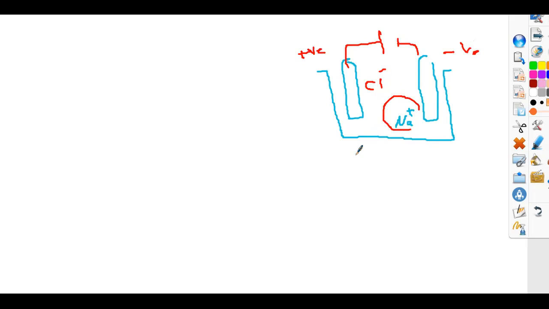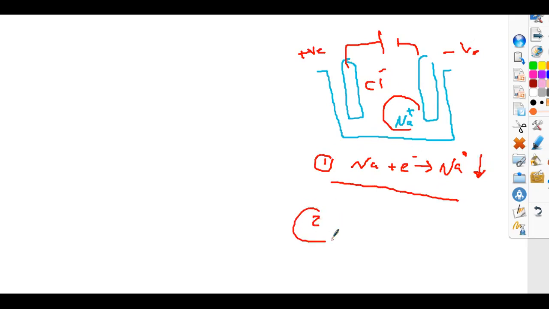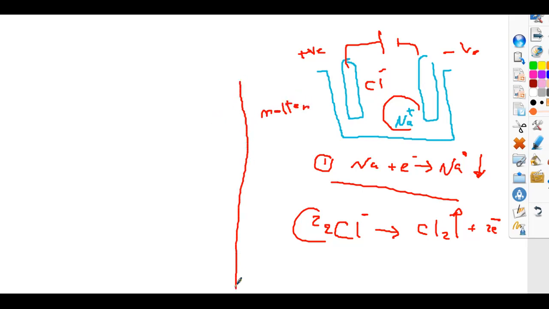So the sodium will take an electron at the cathode, changing into a sodium atom deposited at the cathode. This is the half reaction of the cathode. And at the anode, chlorine, which is a negatively charged particle, will lose its excess electron, changing into chlorine gas and releasing electrons. So it's losing electrons, so it's oxidation. This is for molten. What happens for aqueous solutions when we electrolyze them?